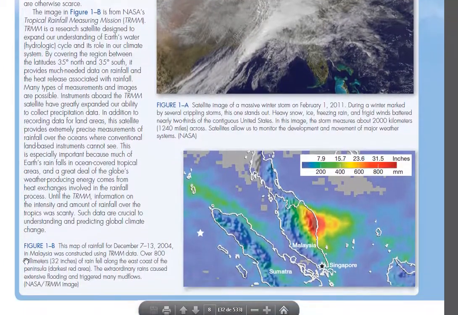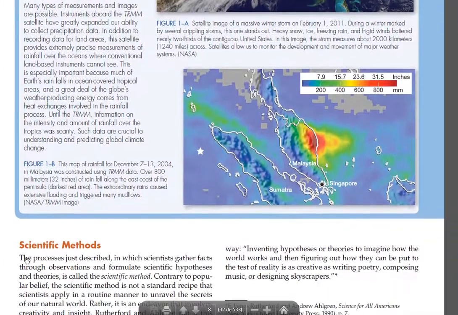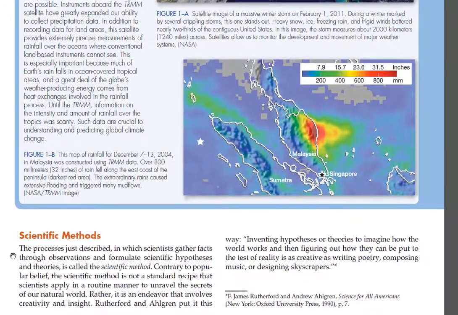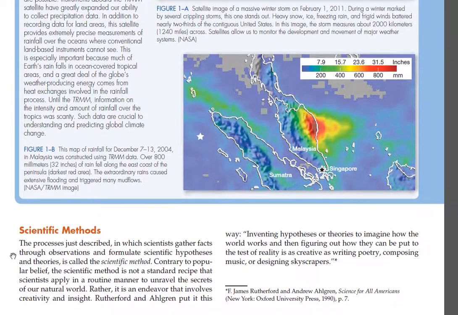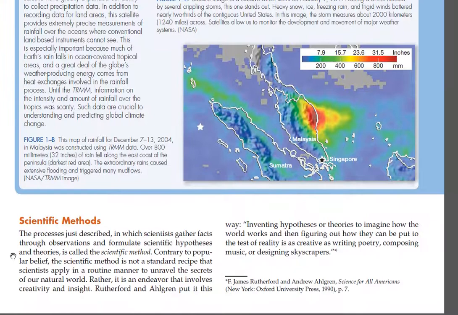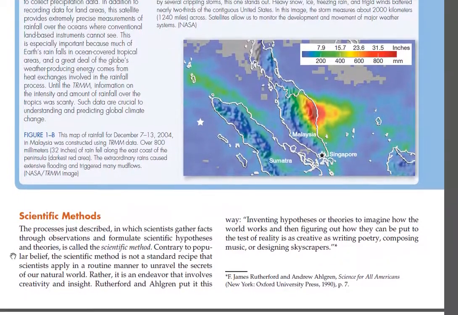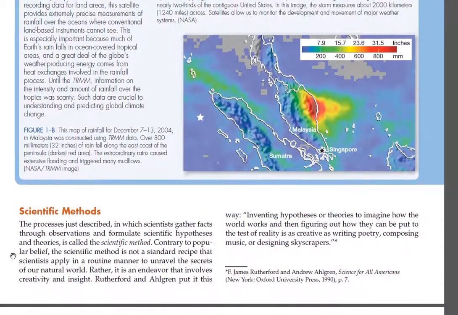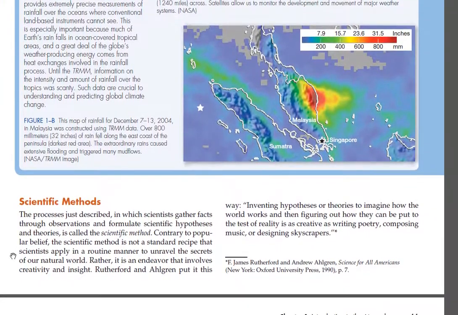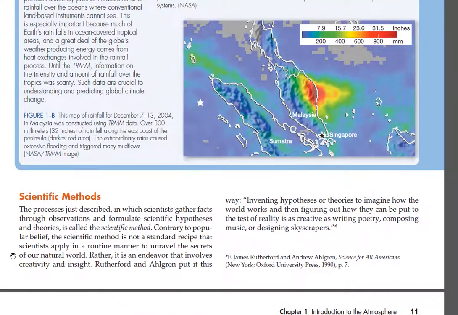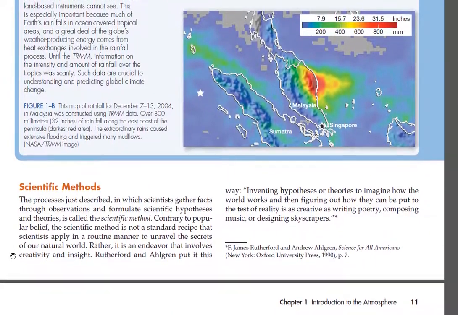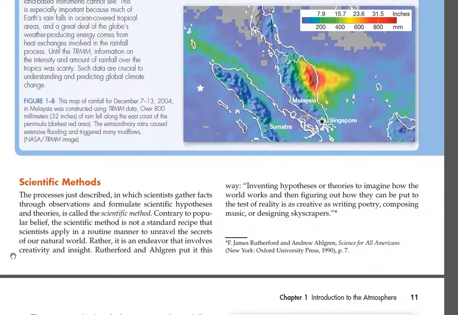Scientific methods. The processes just described, in which scientists gather facts through observations and formulate scientific hypotheses and theories, is called the scientific method. Contrary to popular belief, the scientific method is not a standard recipe that scientists apply in a routine manner to unravel the secrets of our natural world. Rather, it is an endeavor that involves creativity and insight.